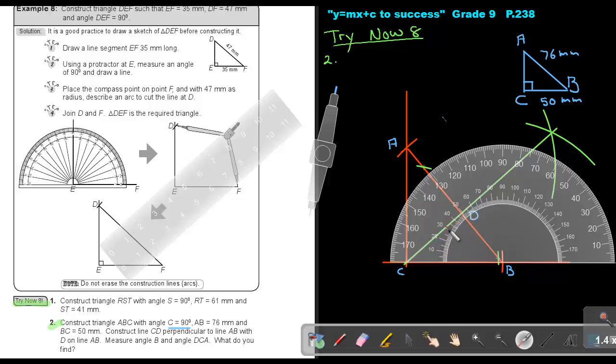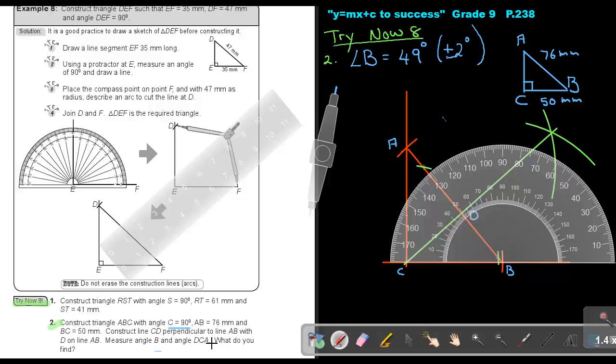So it's 10, 20, 30, 40, but it's just before 50. So if I look up, it looks like, 48, 49. I think it's closer to the 49. So I'm going to say that angle B equals 49 degrees. You can be plus minus 2 degrees out. What does it mean? It means you can have 50 or 51. You can have 48 or 47. That will also be correct. Okay. Then, so that was B.